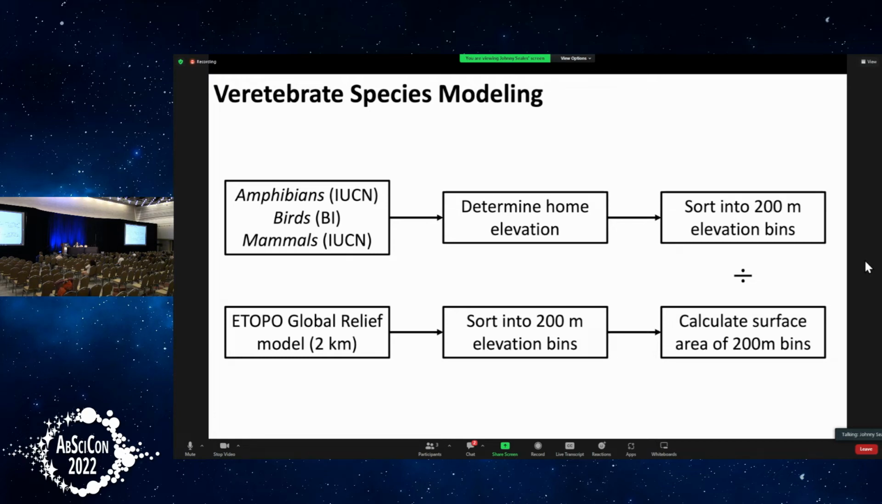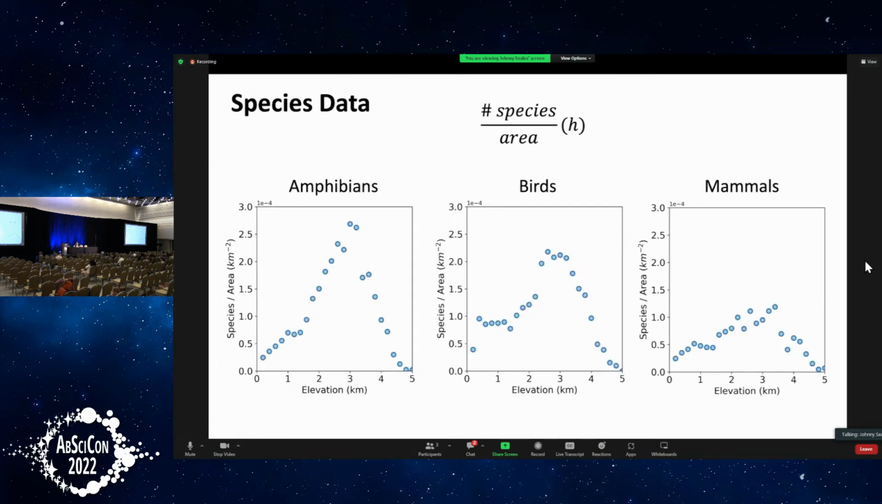So this allowed for an estimation of the surface area for a particular bin. You can take and divide the number of species by the area of the bin that it inhabits. And she found these results. Here is showing elevation on the horizontal axis, so 0 to 5 kilometers. And then the data resulting of the species per square kilometer on the vertical axis. And this is going for amphibians, birds, and mammals.